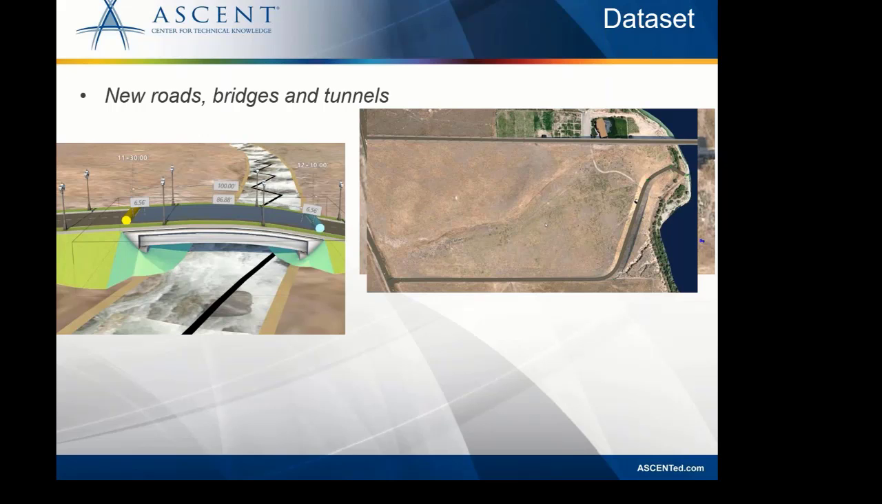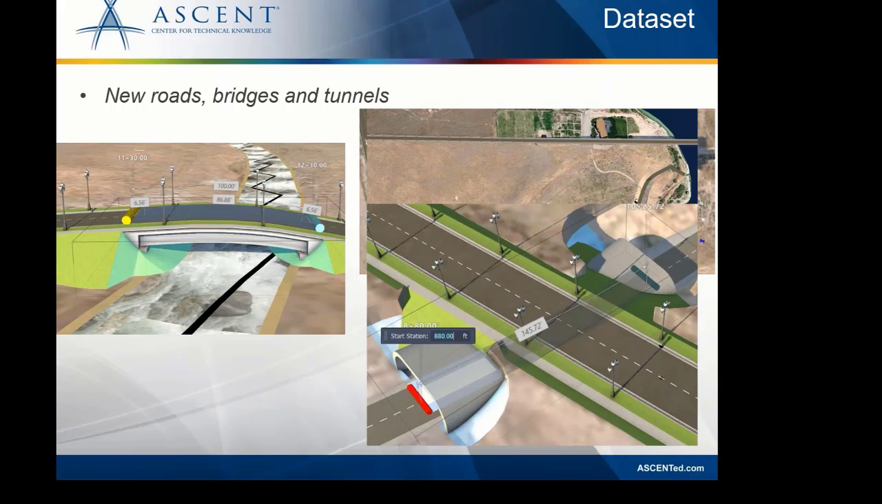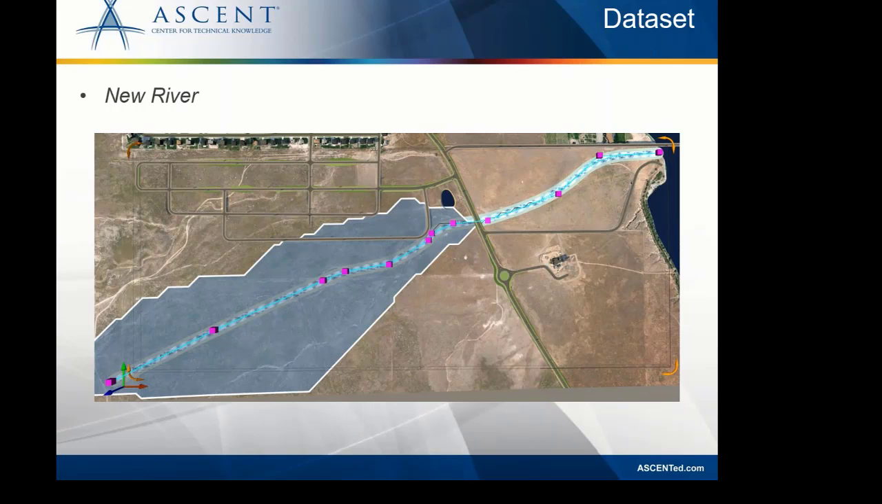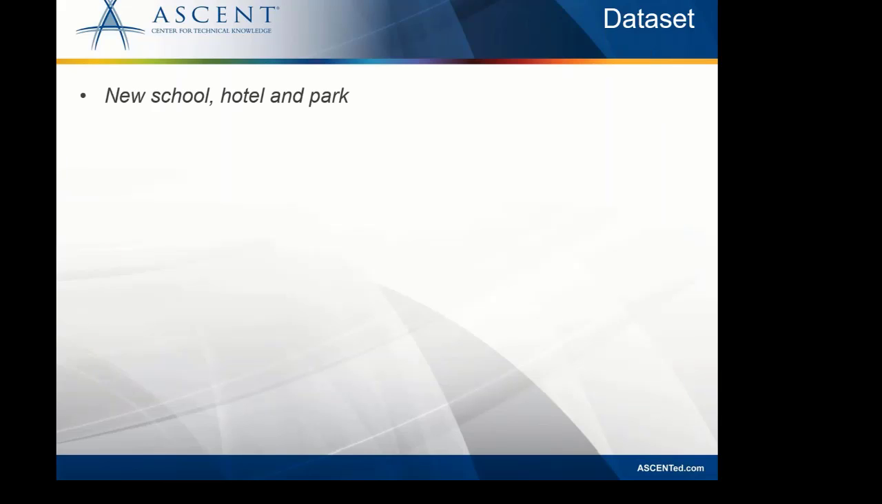We also introduced some new bridges, as well as tunnels, which was not part of the previous set. So the tunnels is a brand new part of this course. So this is the river that we're bringing in rather than the whitewater rafting course that we had earlier. And we also bring in a new school, the hotel, and a park.